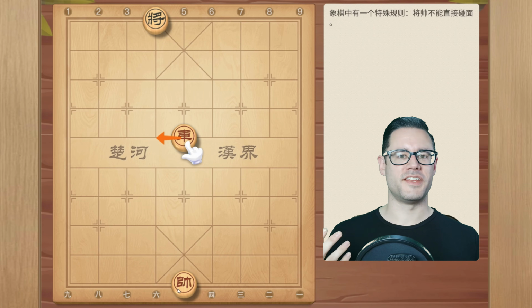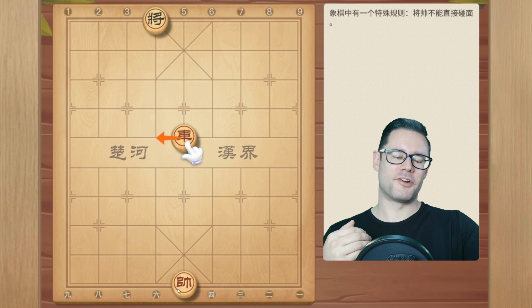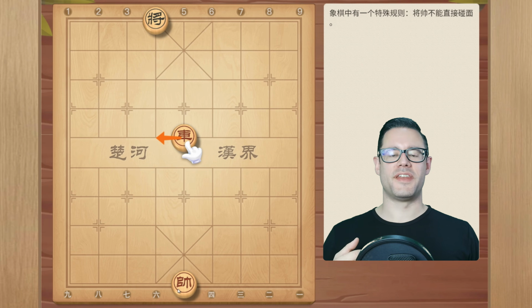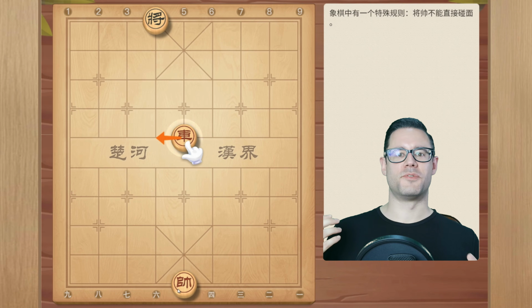And there's an old Chinese story that talks about this. One general saw the other general across the river and shot him with an arrow. The other general ended up dying, and thus the legend of the flying general rule was born.